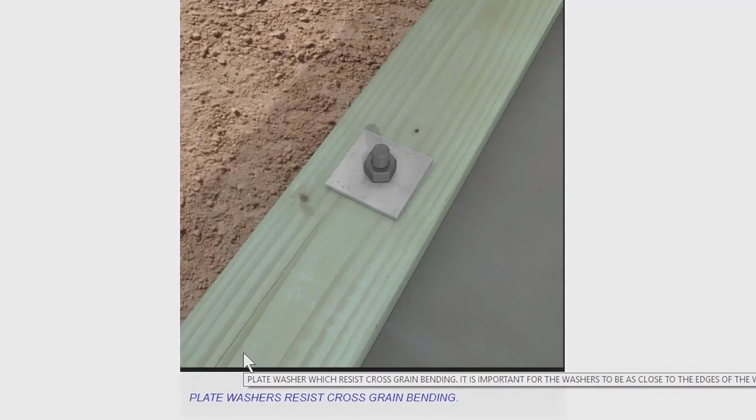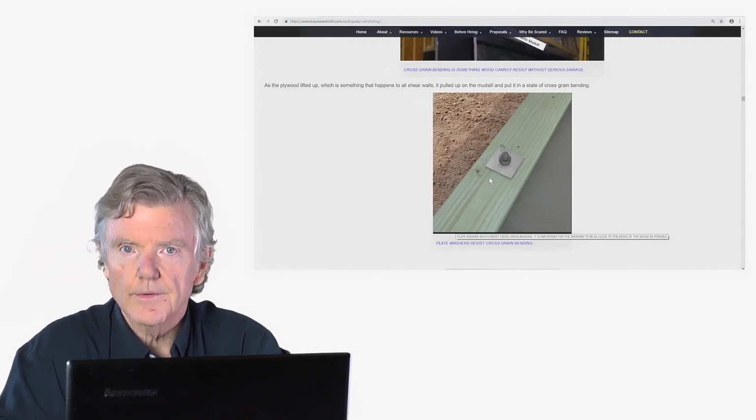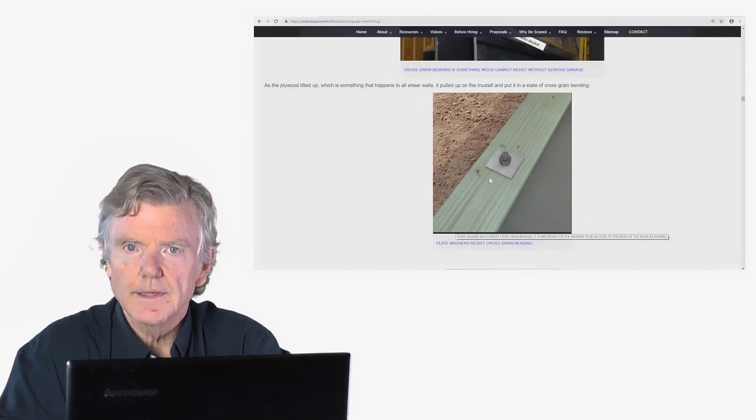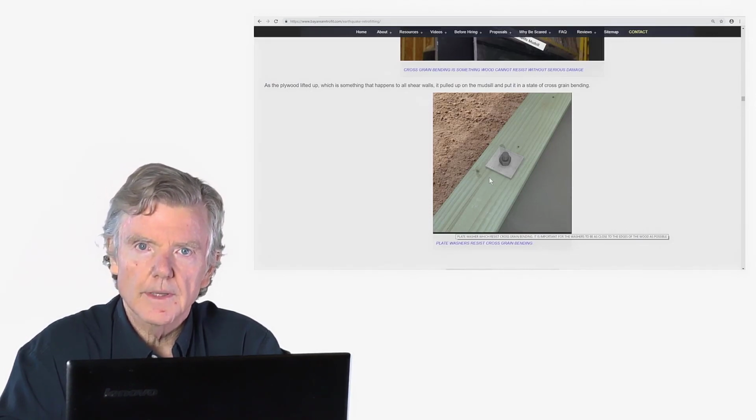So it's real simple. You just put on something called a plate washer. That's this piece of steel right here. You can see how it would spread out over the mud sill. It's a lot wider, so when the mud sill tries to split along here because of the cross-grain bending, that is prevented. So this is another component of a seismic retrofit. And this is part of the building code, and it's a very important component.